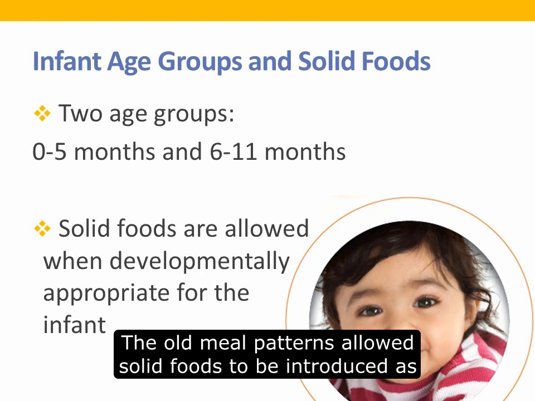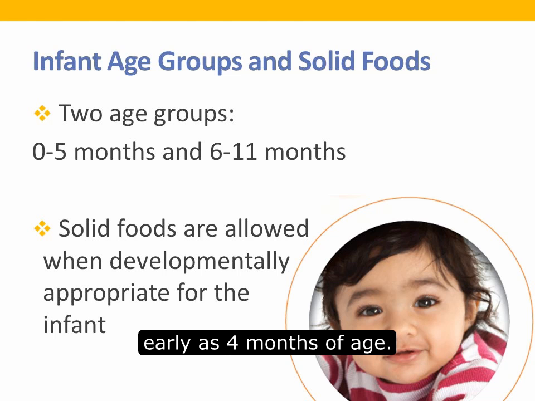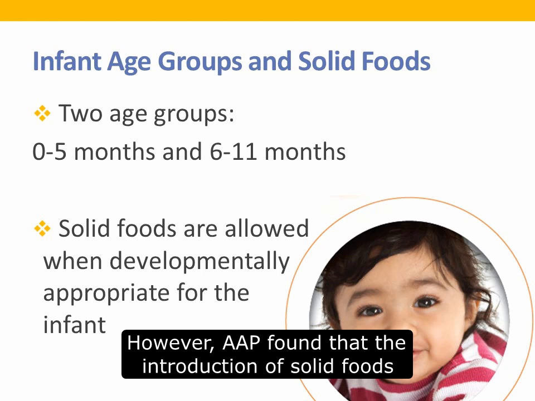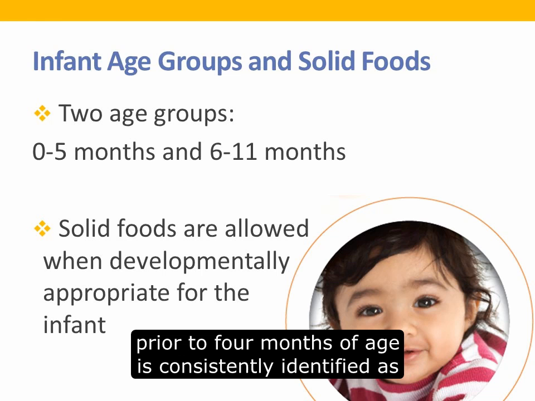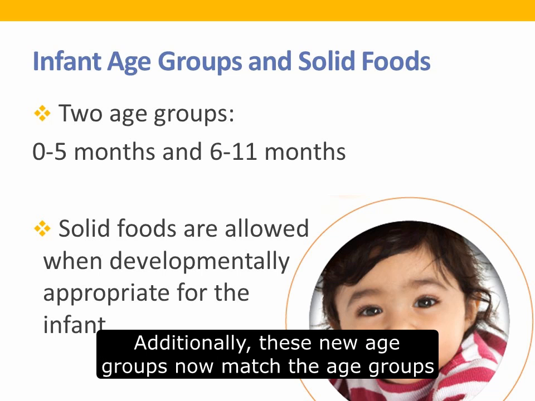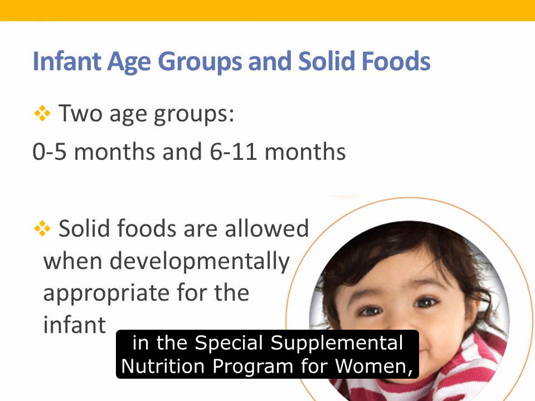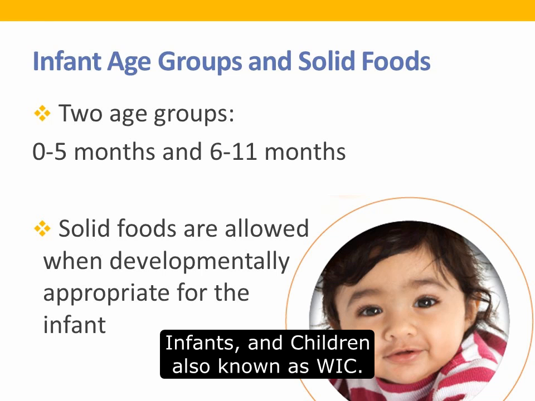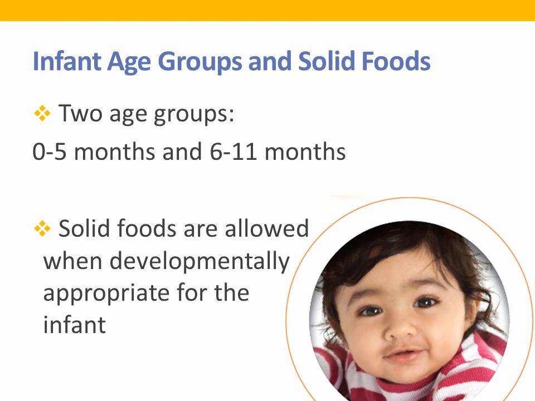The old meal patterns allowed solid foods to be introduced as early as 4 months of age. However, AAP found that the introduction of solid foods prior to 4 months of age is consistently identified as contributing to later overweight and obesity. Additionally, these new age groups now match the age groups in the Special Supplemental Nutrition Program for Women, Infants, and Children, also known as WIC.